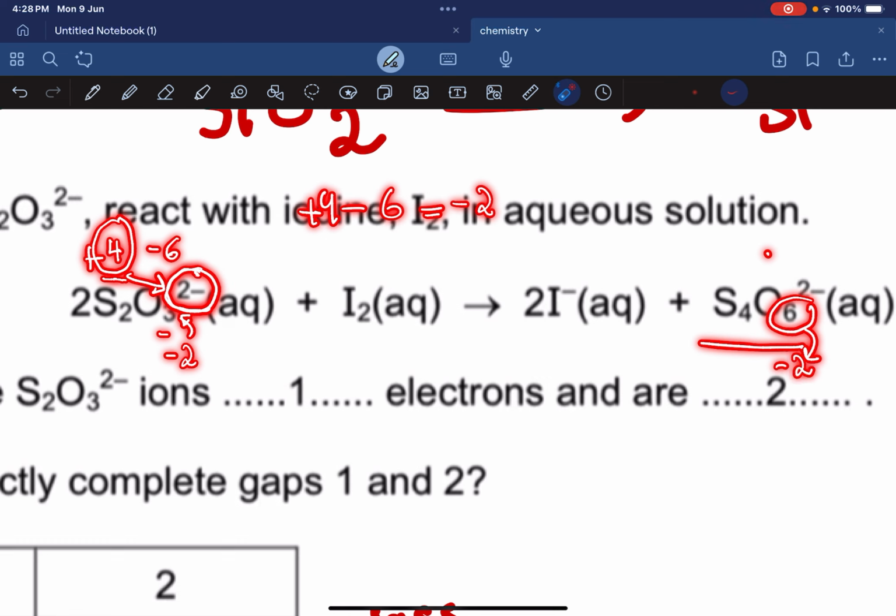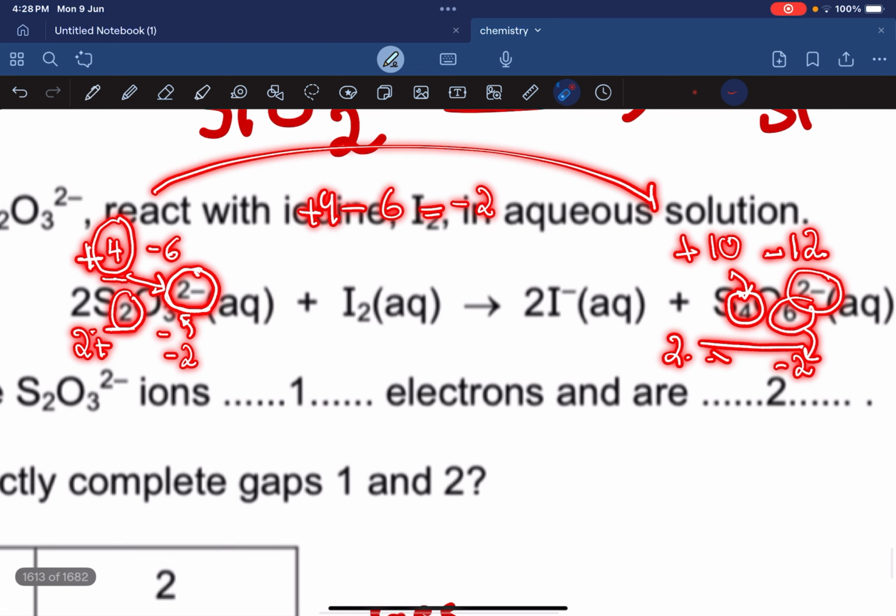6 times -2, that's -12. To balance out a -12, you must have a +12. But over here, you cannot have a +12. You need a 2 negative, so that's a +10, I guess. And then 10 charge on 4. So what's basically happening is that over here there was a +4 charge on 2, so that's a 2 plus. And over here you have a 10 charge on 4. When you divide it, that's going to be 2 point something. So that's basically an increase in oxidation number.